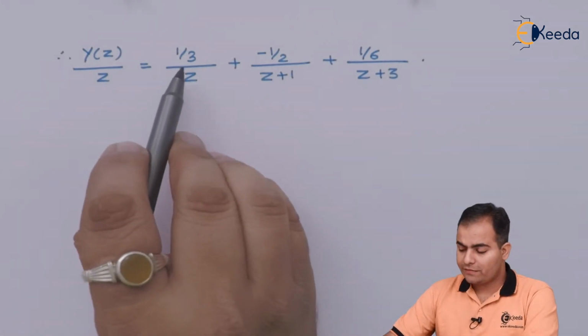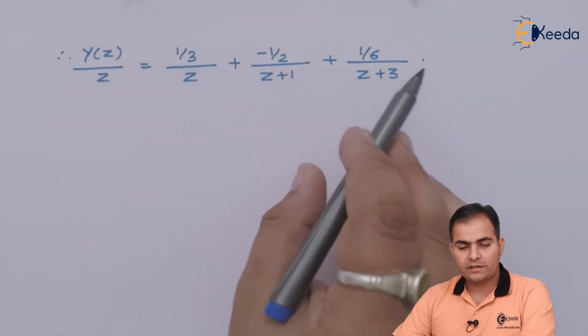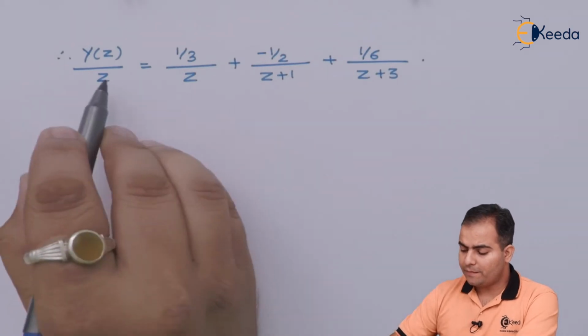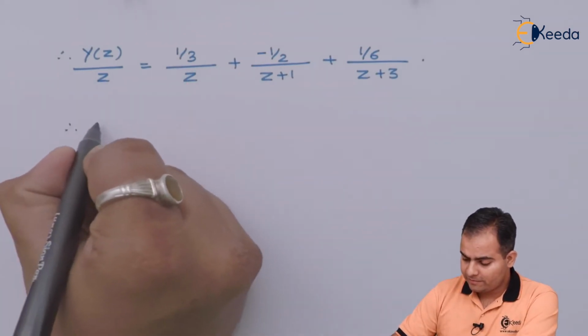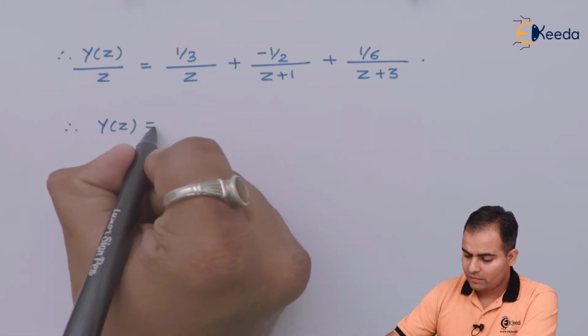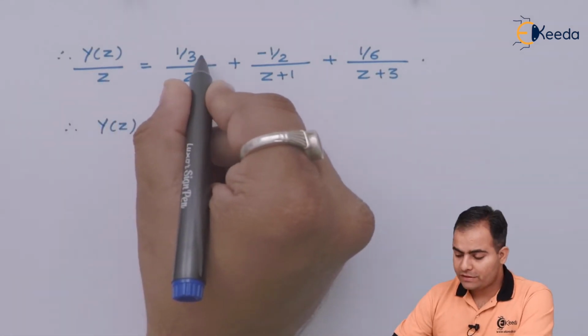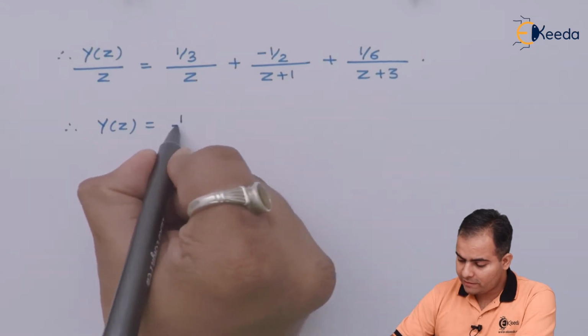So look at here, I have substituted all the a, b, c values in my equation number 2. Now we will shift this z on the right hand side. So what you will get? This z is shifted over here, so z is cancelled. You will get only 1 by 3.